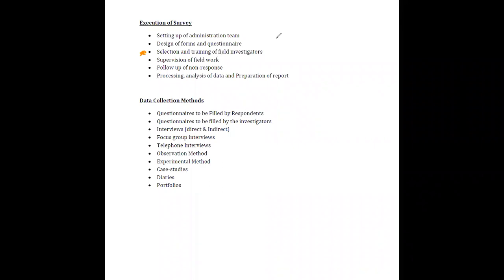Then at this point, we can say that we have completed our data collection. These are the things that we have to follow up to the step of data collection. You have to have an administrative team, and a good questionnaire, which means you have to design it properly. Then you have to select your field workers and train them, supervise them, and follow up on the non-responses from the respondents.